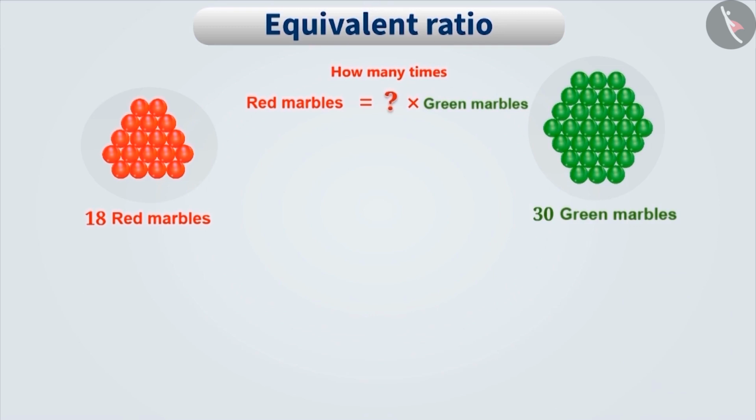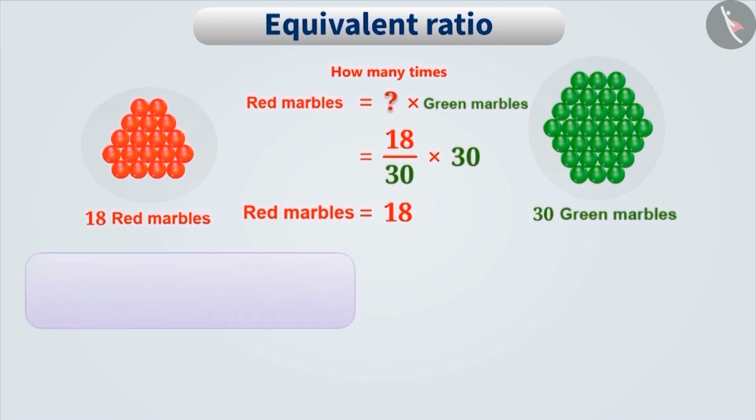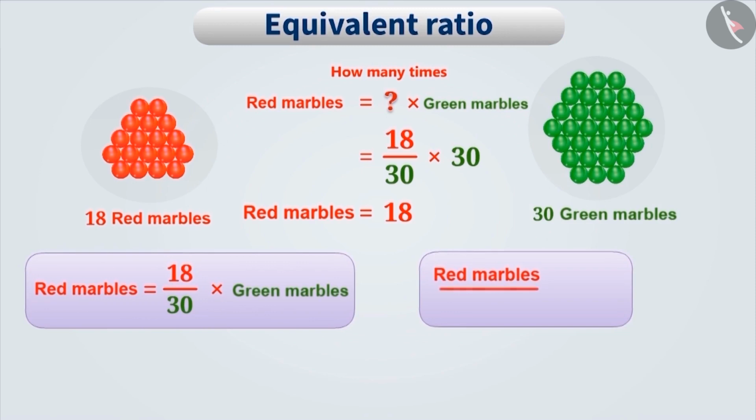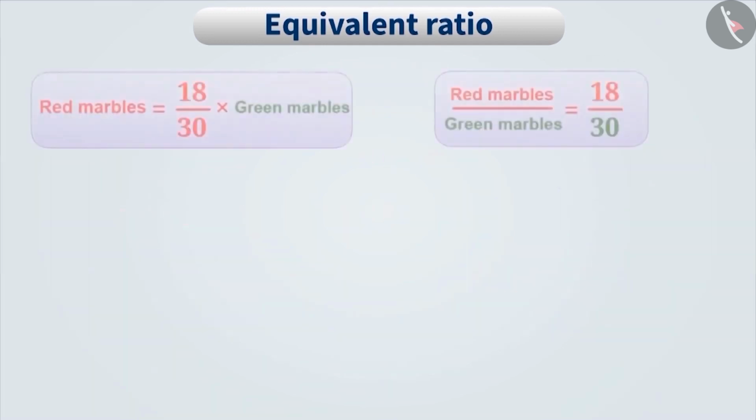Here, if we multiply the number of green marbles, that is 30, by 18 by 30, we will get the number of red marbles, that is 18. So, we can say that the number of red marbles is 18 by 30 times the number of green marbles. Or, we can say that the number of red marbles is 18 by 30 of the number of green marbles. Here, we have compared the two quantities like this.